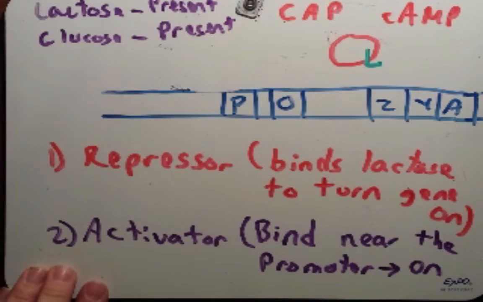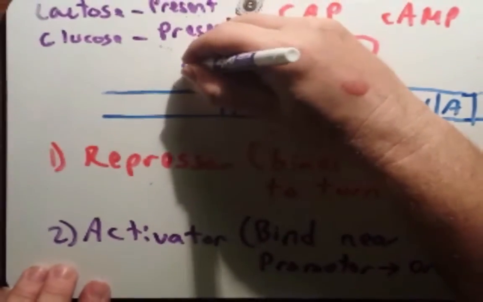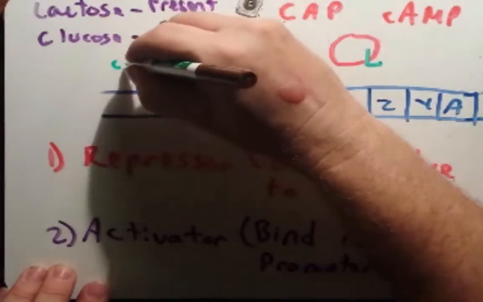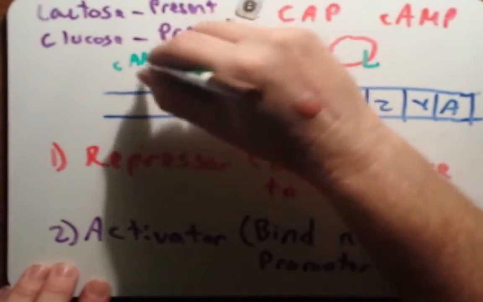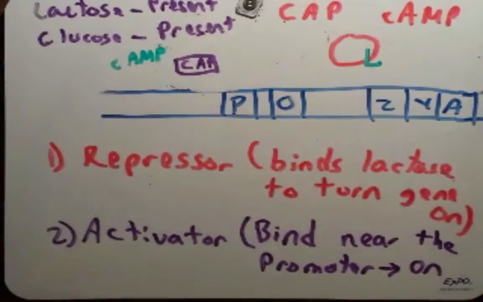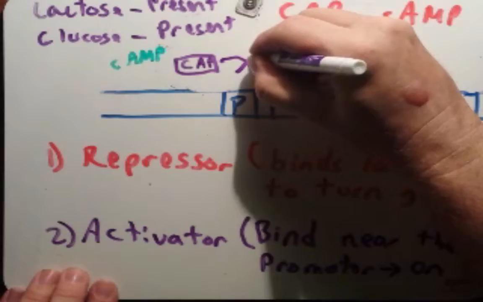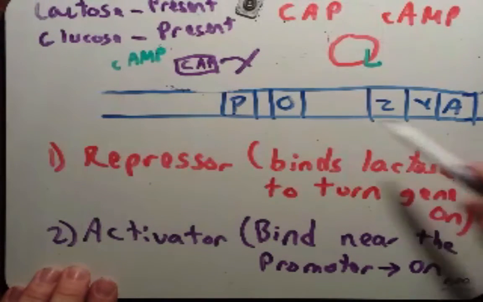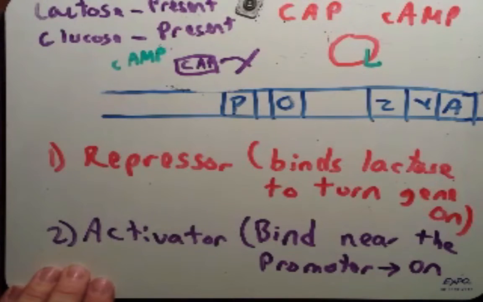And it turns out that when glucose is present, our CAP protein is not able to bind to our cyclic AMP. And if the two are not coupled, if they're not bound to each other, it can't bind to the promoter. And if it can't bind to the promoter, it can't recruit the RNA polymerase. And if it doesn't recruit the RNA polymerase, it's not going to turn these genes on.